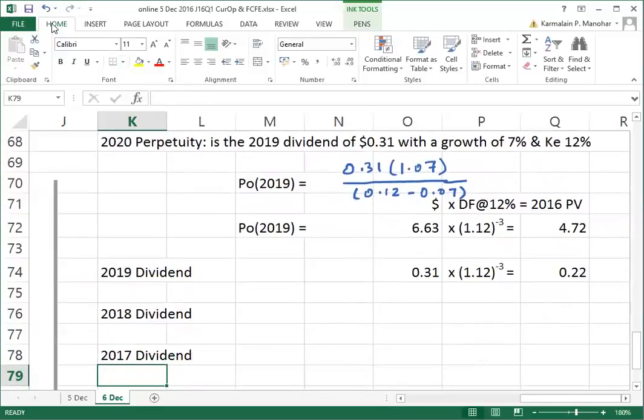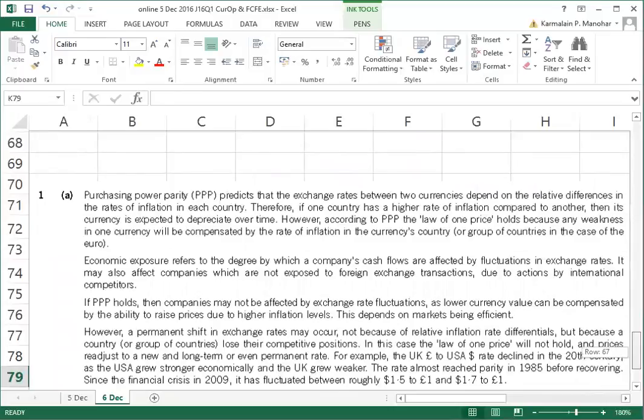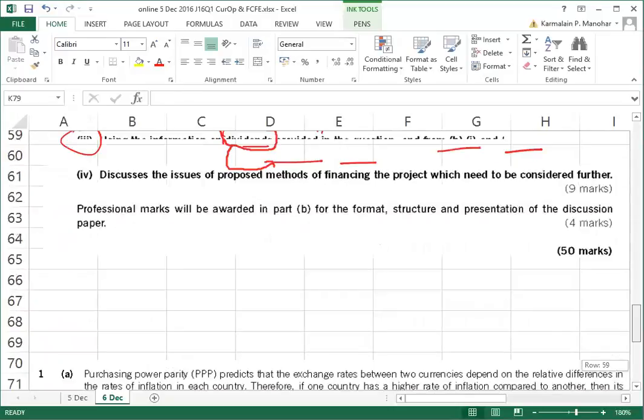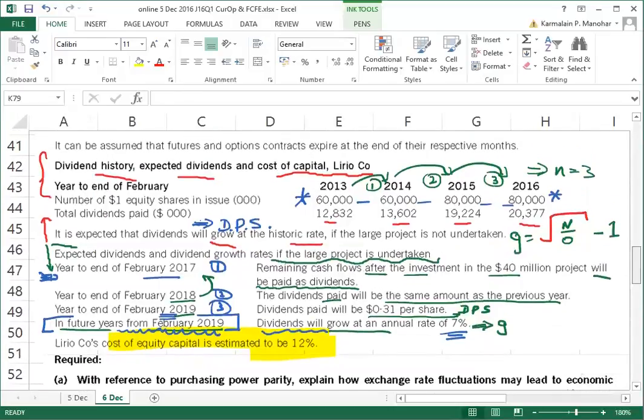Back to the question. Let us see, what was our 2017 dividend? Because if I remember correctly, they told us 2017 and 2018 dividend were the same. So let's find the answers.